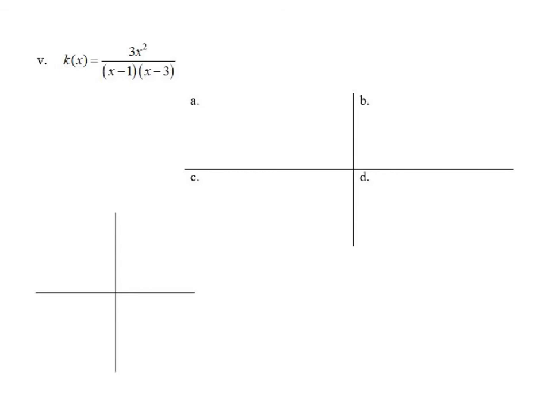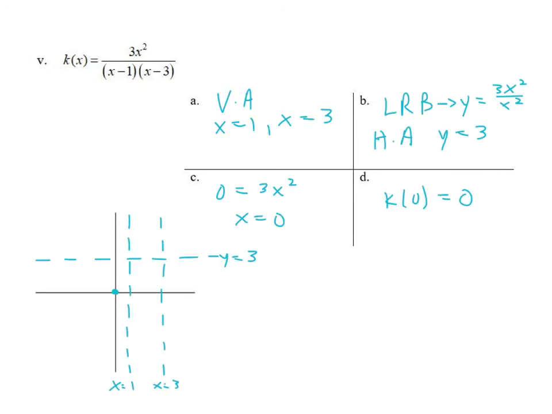Okay, see if this is what you got for your information. All right, so I've put all the information in here. We've got two vertical asymptotes at 1 and 3. We have a horizontal asymptote also at 3, so you can see we've got that in there. And then, yeah, our x-intercept and our y-intercept are the same point, right at 0. So go ahead and see if you can sketch the graph, all right? Pause the video and do that.